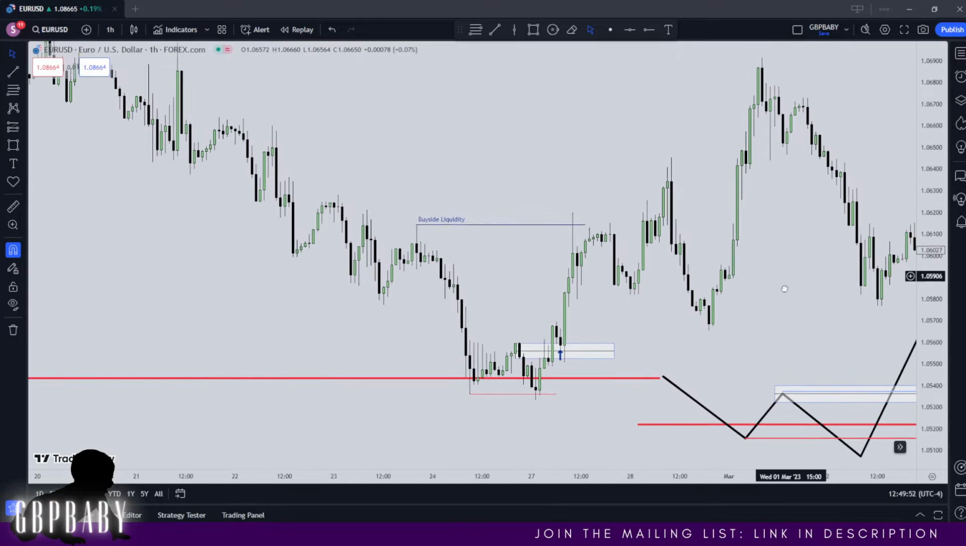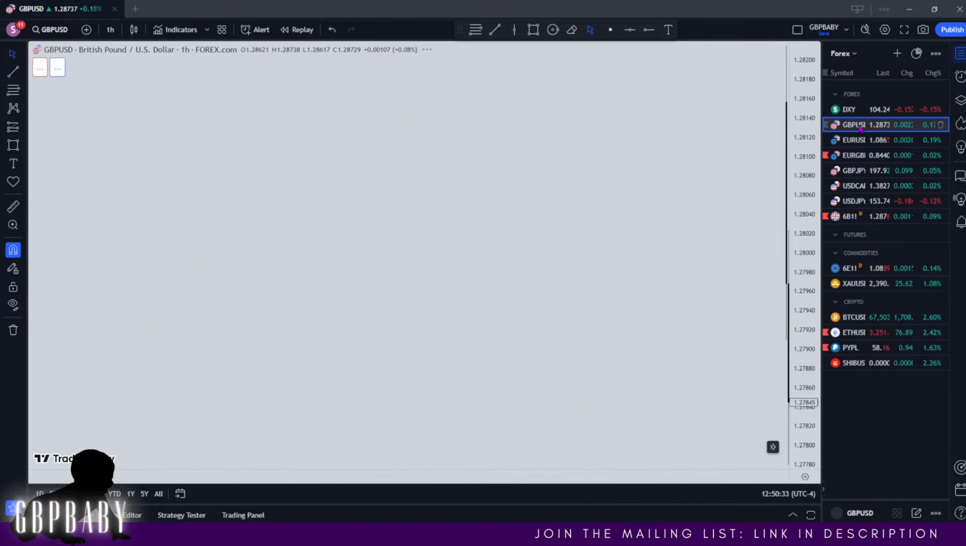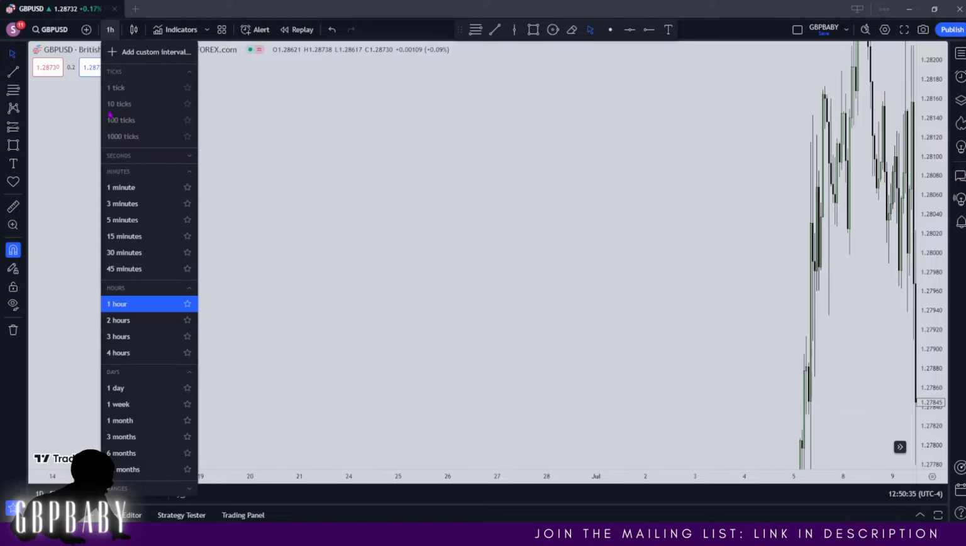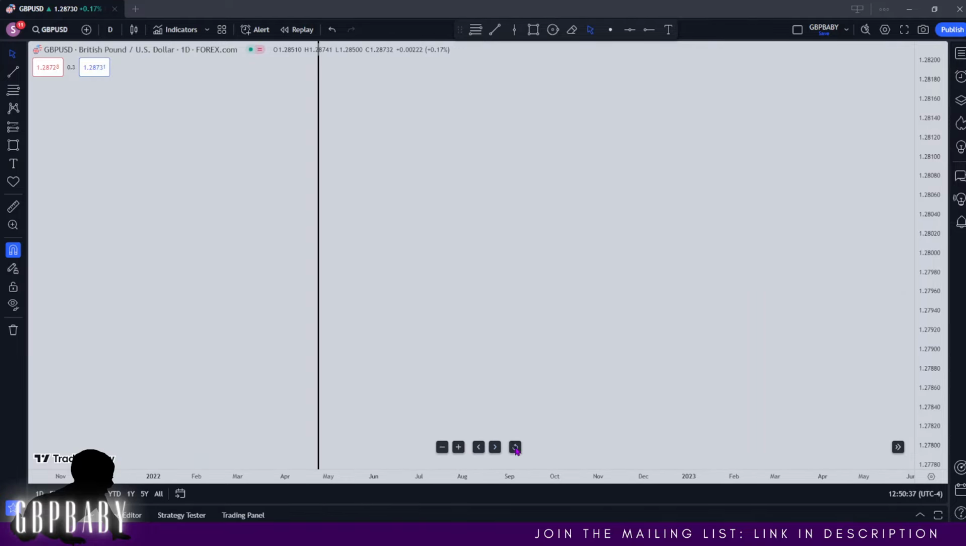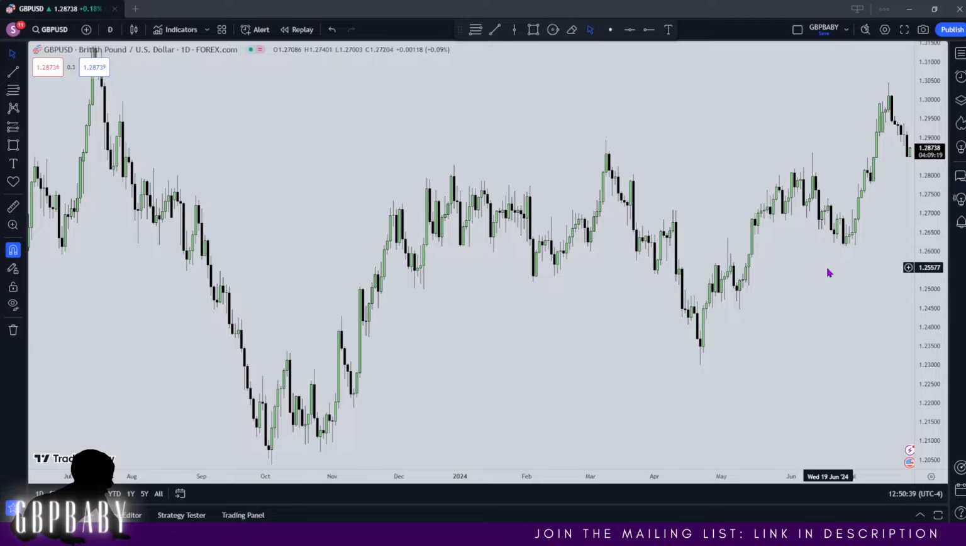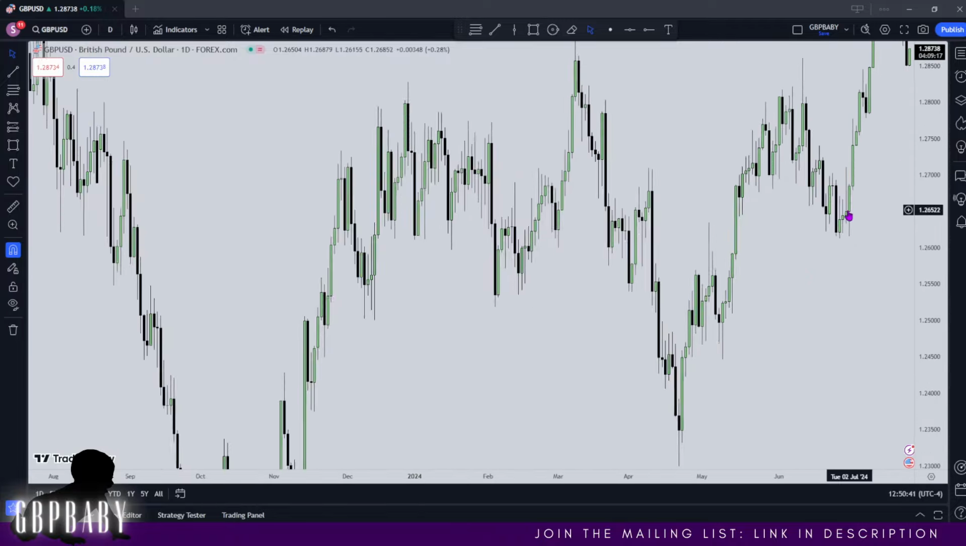Let's now look for another example where this occurs. So just to show that this can happen on any time frame, I am going to just go on the daily on a different pair, and I'll find another example of this.